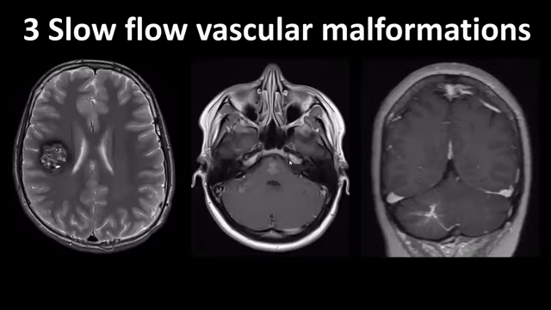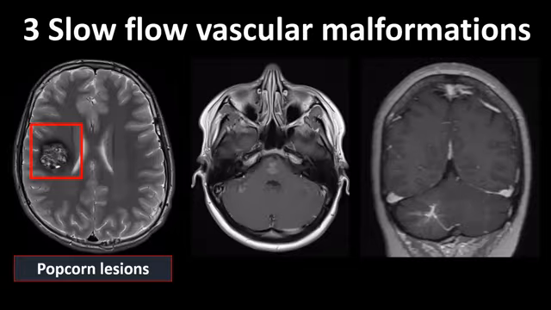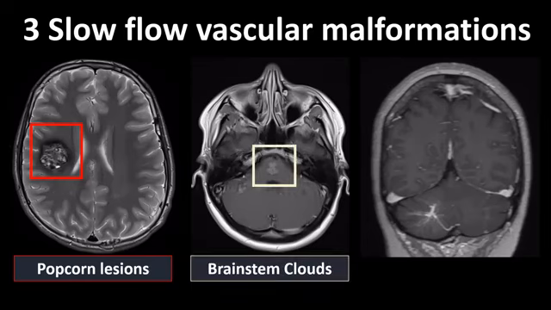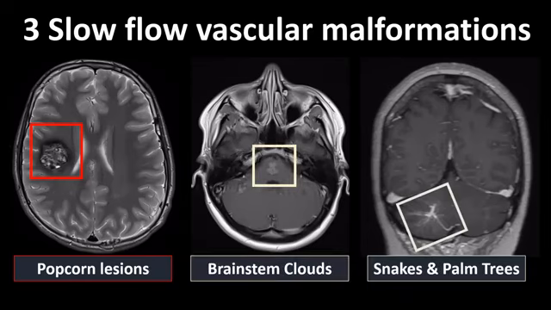Let's now look at some Aunt Minnies and radiological signs involving vascular malformations of the brain. Let's look at popcorn lesions, let's look at brainstem clouds, and let's look at some snakes and palm trees. And we're going to start with the popcorn lesions.